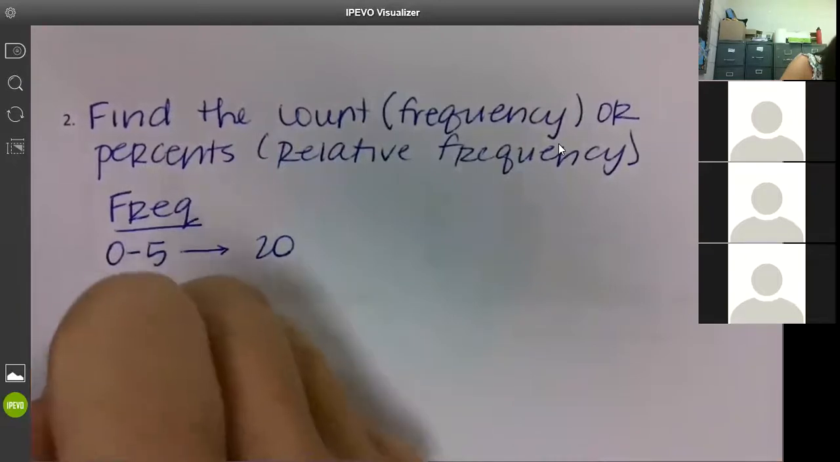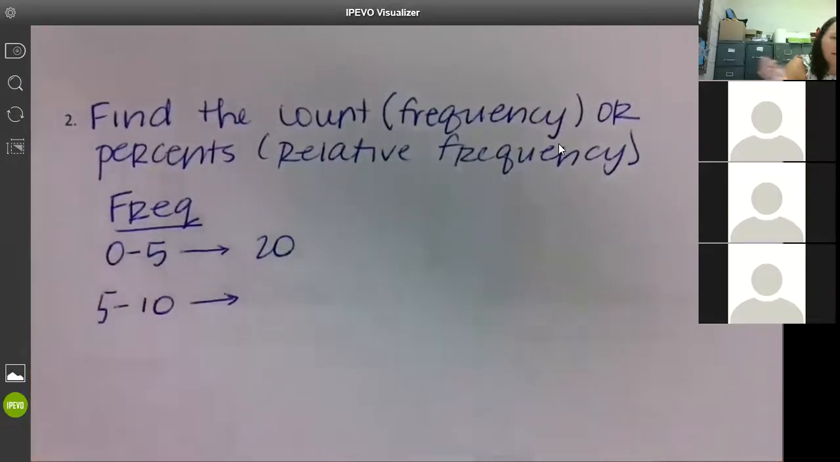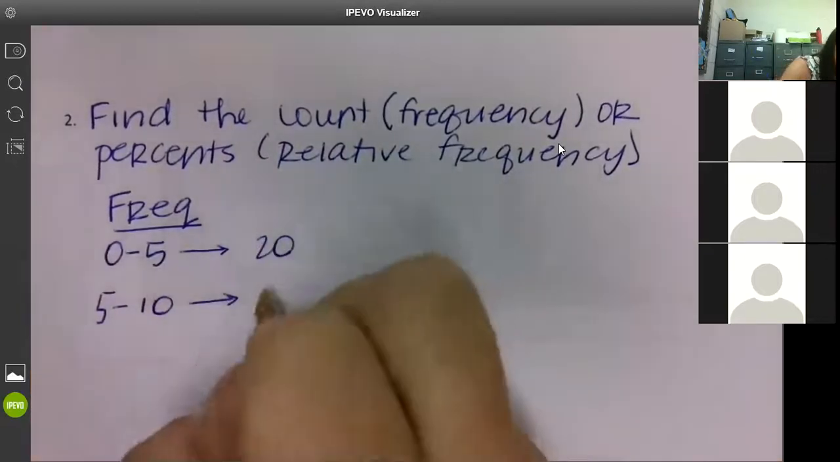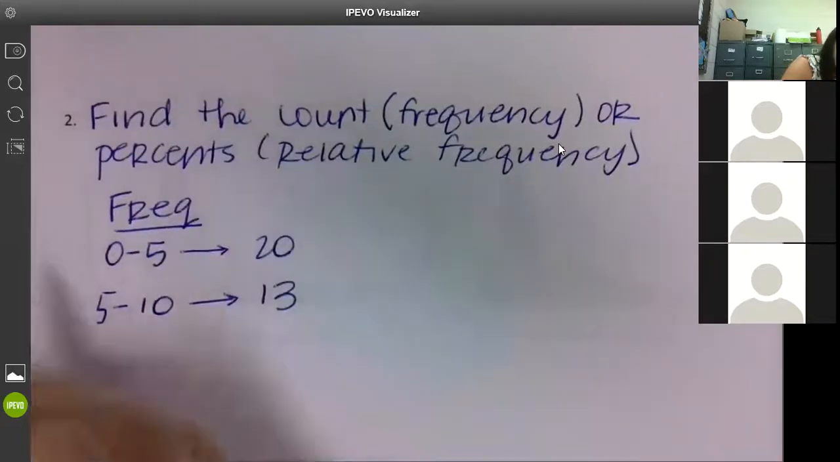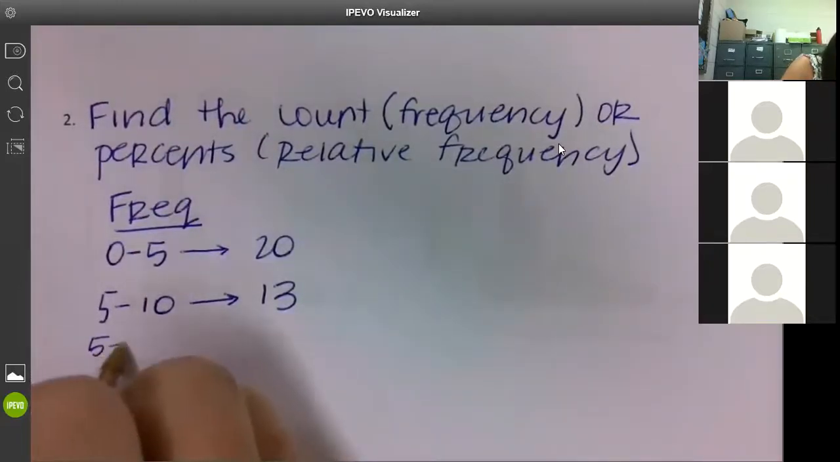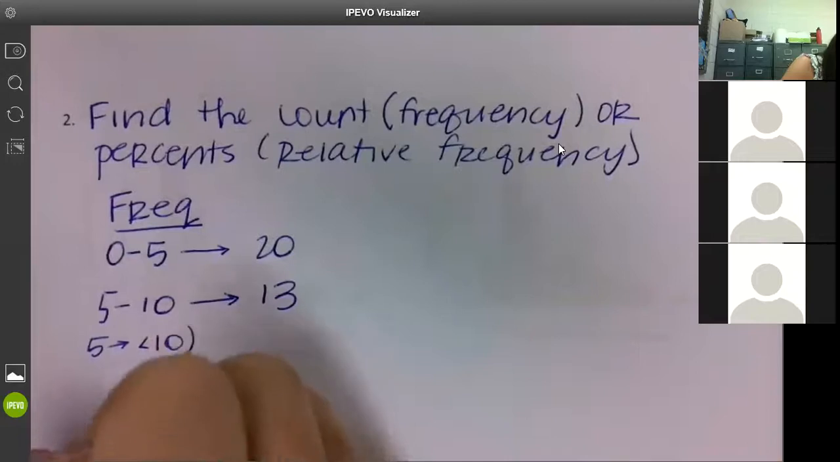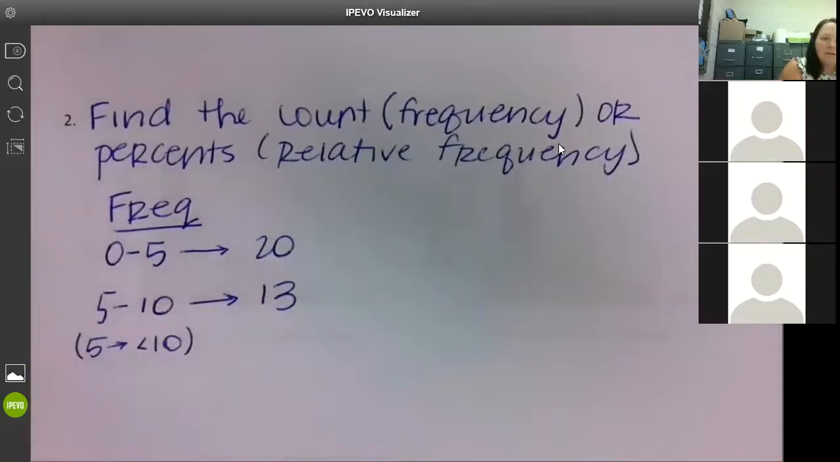For our 5 to 10, I'll look back on that page we didn't write anything on, and I see that there are 13. Again, remember, this is 5 to less than 10 that we're looking at. There are 13 of them. Those are your counts. You'll keep doing that until you get to your total.